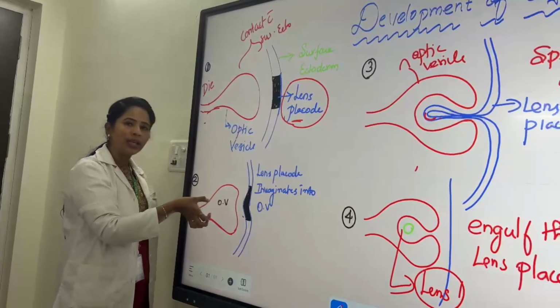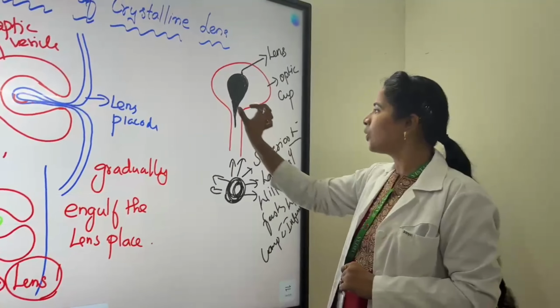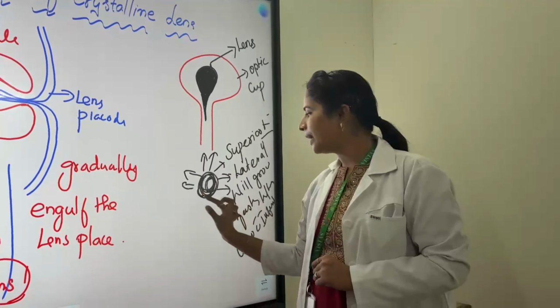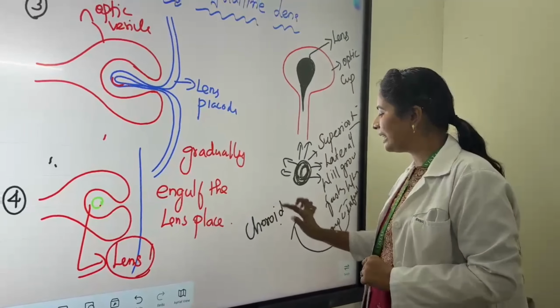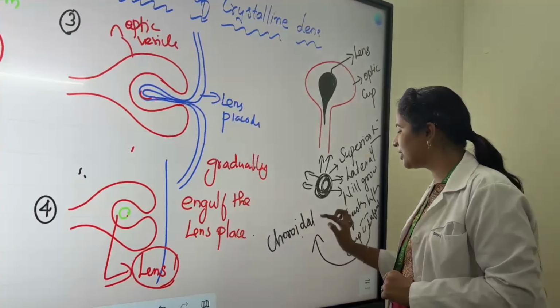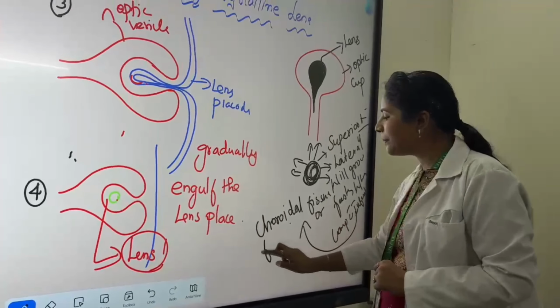Because of that, the inferior part of the optic cup is not closed properly. That region of incomplete closure is called the choroidal fissure, or fetal fissure.